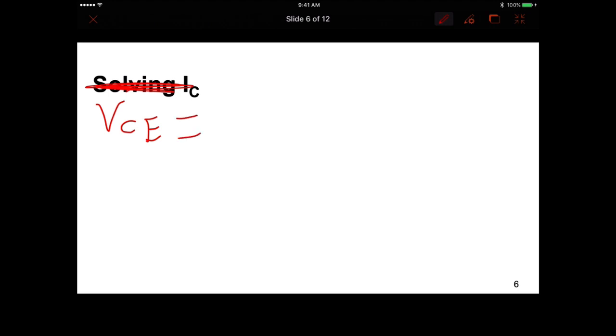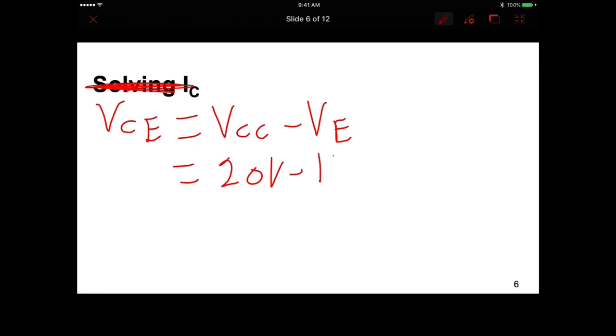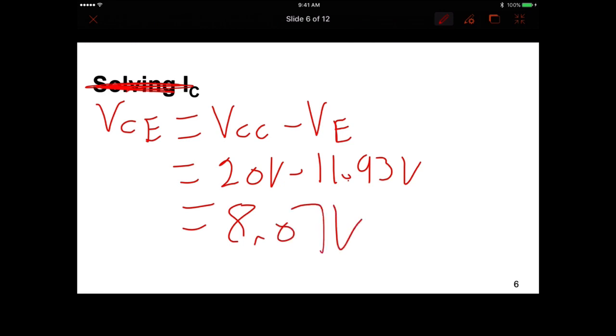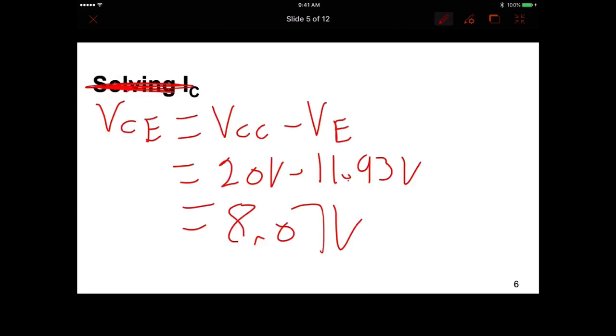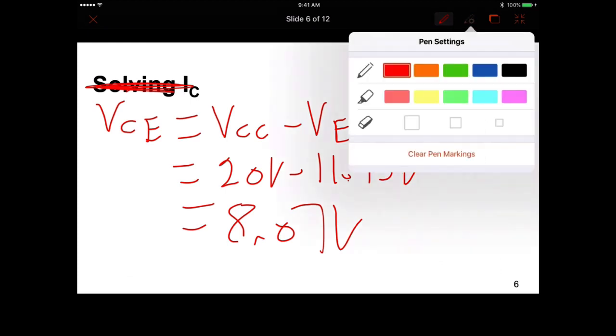VCE is equal to VCC minus VE, and this was 20 minus 11.93, which equals 8.07 volts. Okay, so that's going to be the voltage there. And now I'm going to erase that.